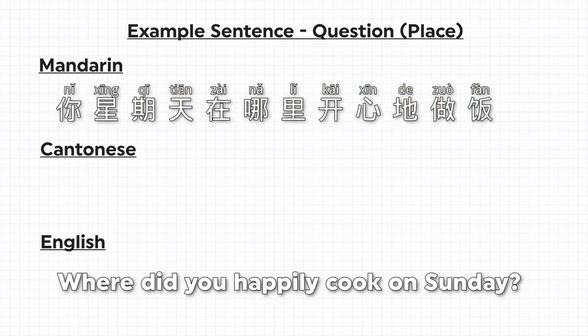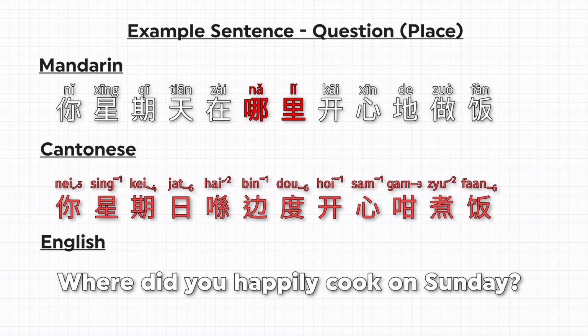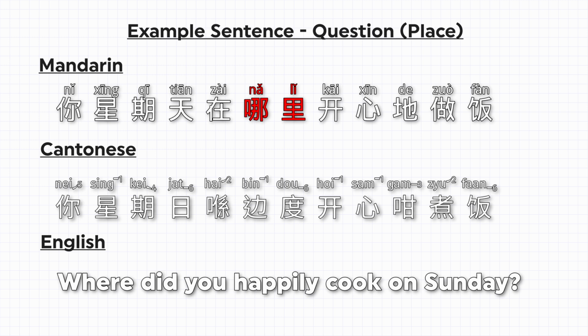Remember, before it was 在家, now it's 在哪里. So replace the 家 for the place with 哪里. Very straightforward. And 哪里 is just the place, but it's a question place. You get what I mean? So 你星期天在哪里开心的做饭? In Cantonese, 你星期日喺邊度開心咁煮飯? Okay, so we see here in Cantonese, before it was 喺屋企, which means at home.